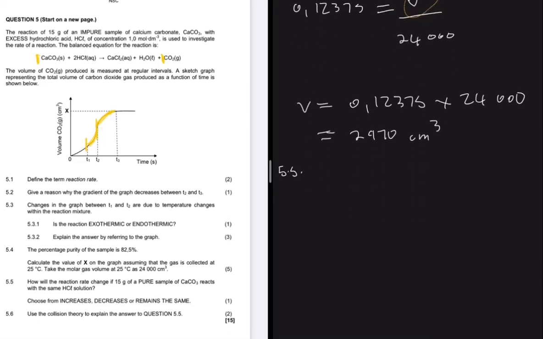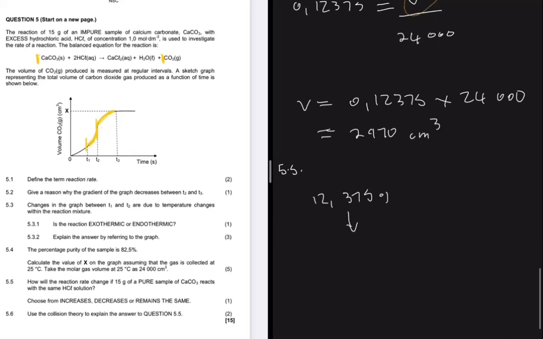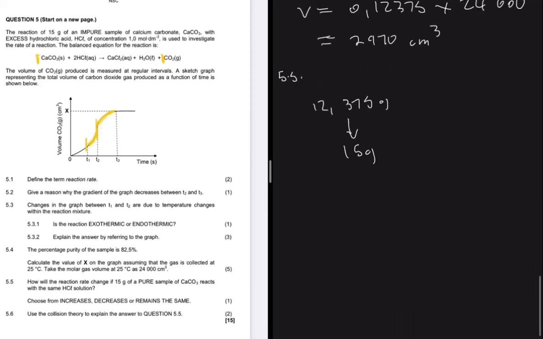5.5 says, how will the reaction rate change if 15 grams of a pure sample of calcium carbonate is used? Initially, the mass that was pure was 12.375 grams. Now the mass that is pure is 15 grams. So what will happen to the reaction rate? The reaction rate will increase.